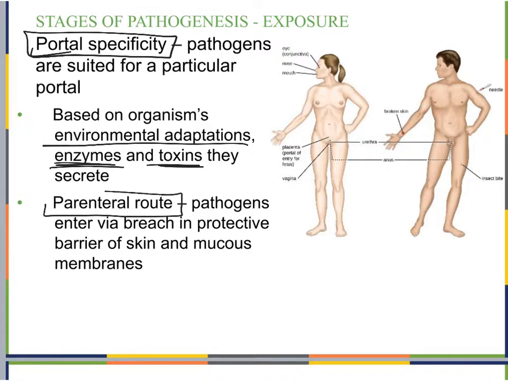Then we have our parenteral route, and these are pathogens that enter via a breach in the protective barrier of the skin and mucous membranes. This is how we oftentimes think that people are getting sick, and the reason we think that is because that is oftentimes how people get sick. It's through these mucous membranes, so breathing things in, eating things in, and then also they're able to breach this protective barrier of the skin, and likely that's because of a burn or a cut or something.